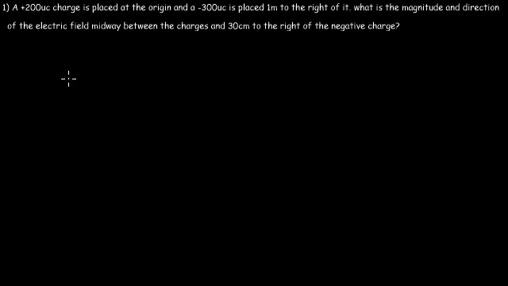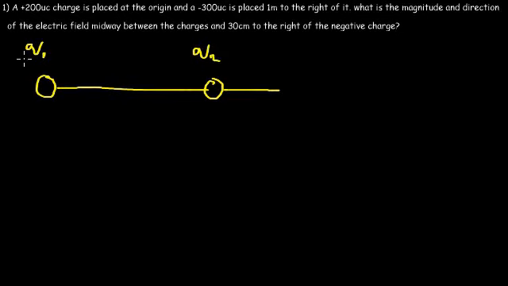So I would need to draw the diagram. So this is Q1, for instance, and this is Q2. Q1 is said to have a magnitude of positive 200 microcoulombs, and Q2 possesses a magnitude of negative 300 microcoulombs. Distance between Q1 and Q2 is given as 1 meter.